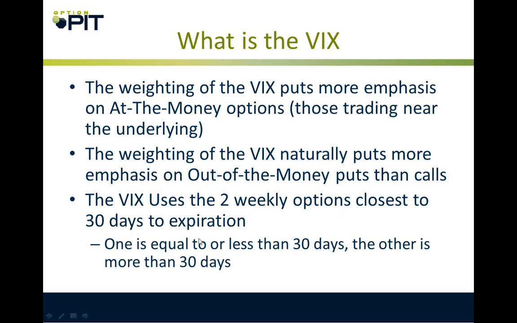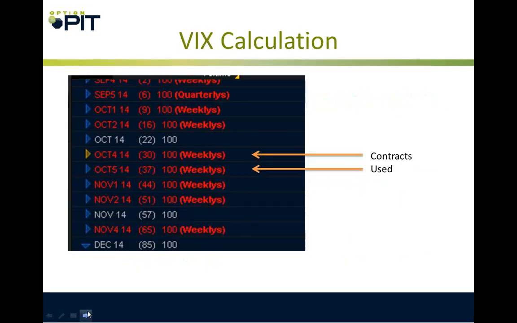The VIX uses two weekly options closest to 30 days to expiration. One is equal to or less than 30 days. The other is more than 30 days. Here's the VIX calculation. So if you're looking at October of 2014, it would use the weekly that has 30 days to expiration and the weekly with 37, and then roll between the two of them.